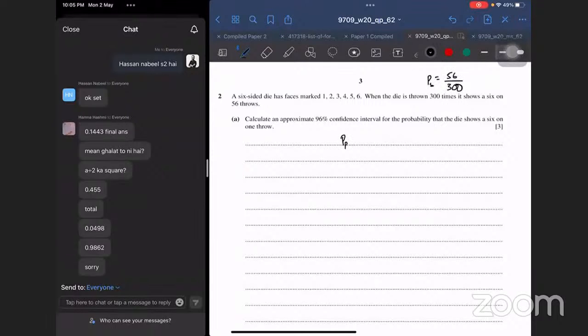So I'm trying to test what the proportion of the population is. I want to say this is 56 out of 300. Is that a whole number in terms of decimals? Let me just see. No, it's not. It's a slightly bigger number. So let's just stick to that.